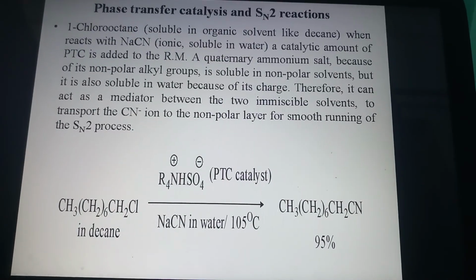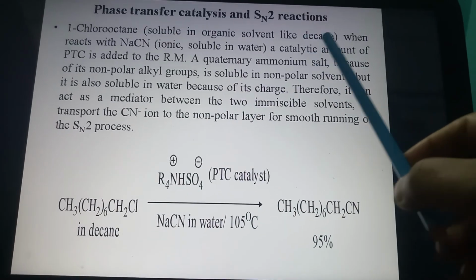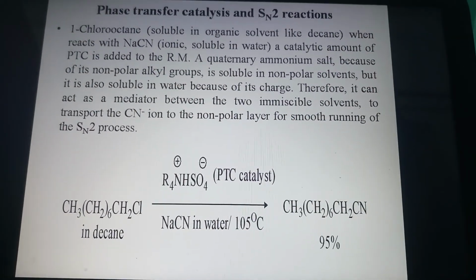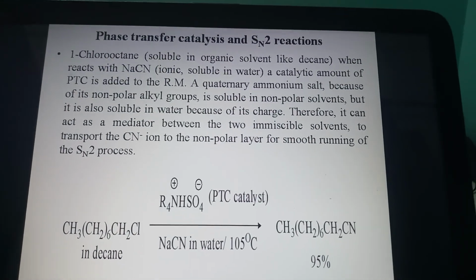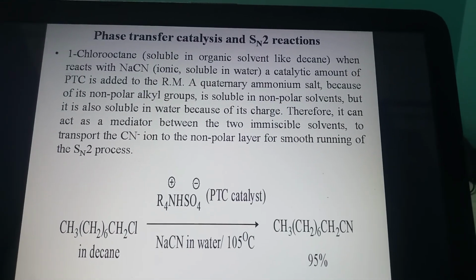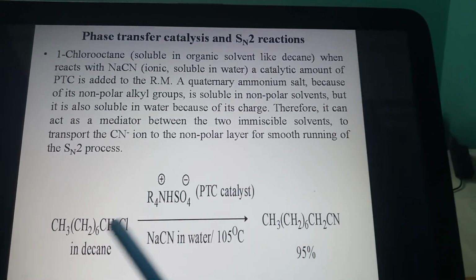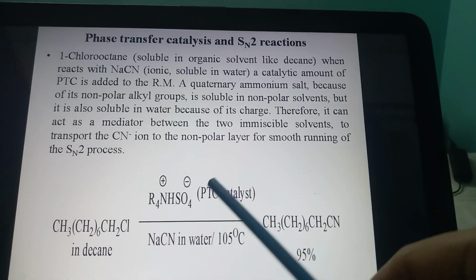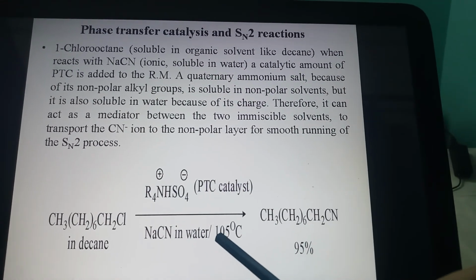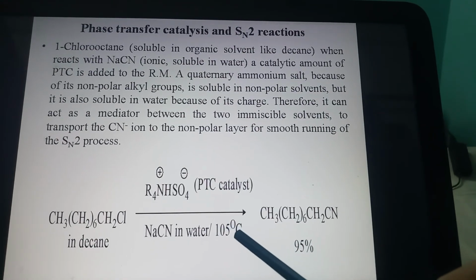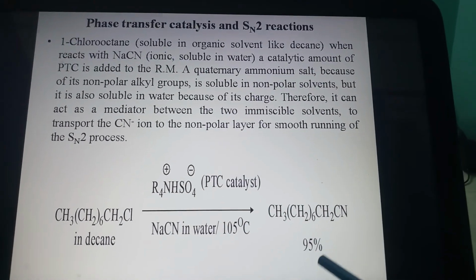Therefore it can act as a mediator between two immiscible solvents like decane and water, to transport the CN minus ion to the non-polar layer for smooth running of the SN2 process. If we carry out the reaction in decane in the presence of PTC catalyst, with NaCN in water at 105 degrees centigrade, we will get our desired product in 95% yield.